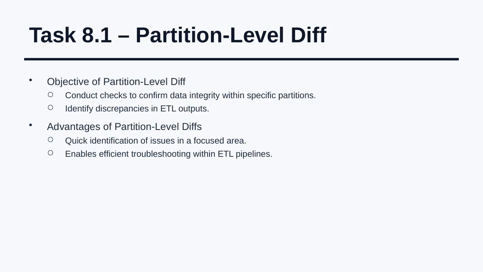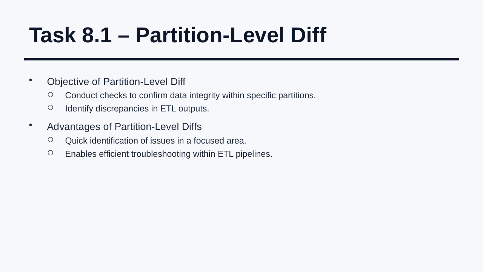When working with large data sets in ETL processes, checking data integrity at the partition level helps us focus on specific segments without scanning the entire dataset. This means we can quickly spot any differences or mismatches in the data that might have occurred during extraction or transformation. For example, if one partition contains sales data for a particular month, running a partition-level diff allows us to verify that the ETL output matches the source data for that month alone. By isolating this, we can identify issues faster and troubleshoot more efficiently, rather than sifting through all the data at once.